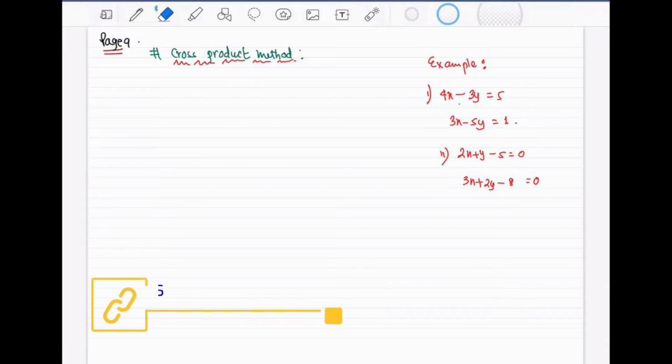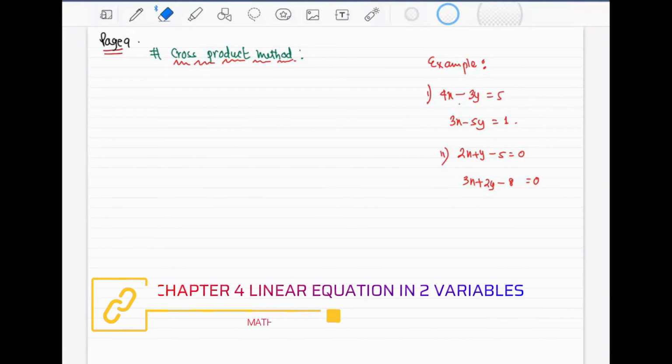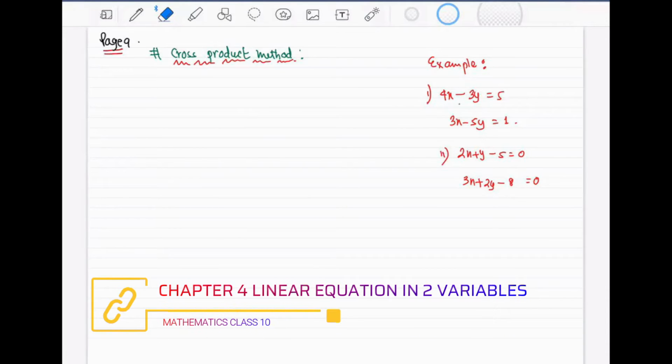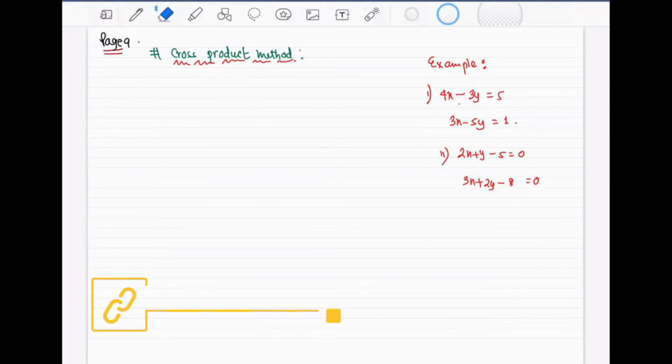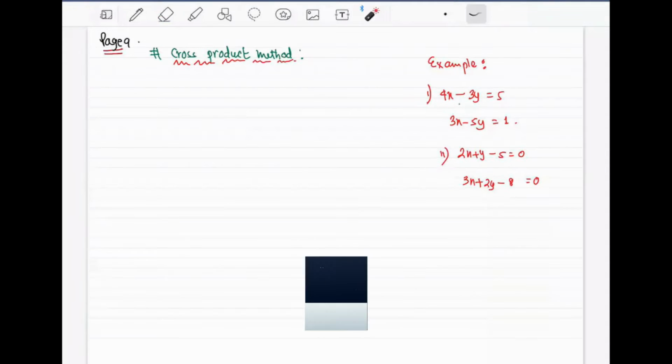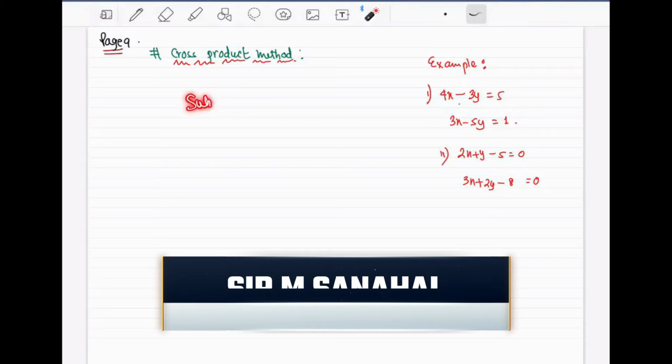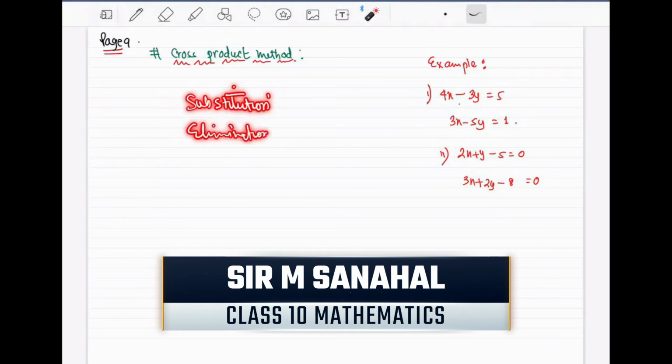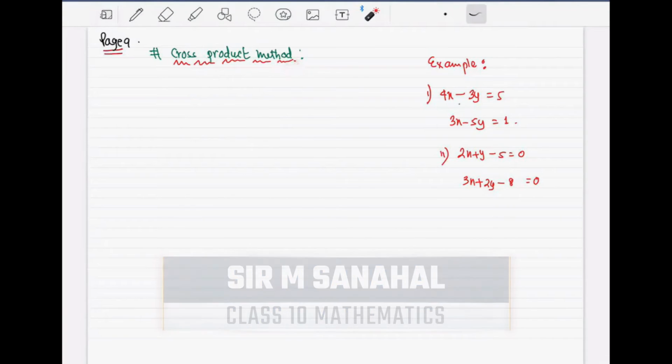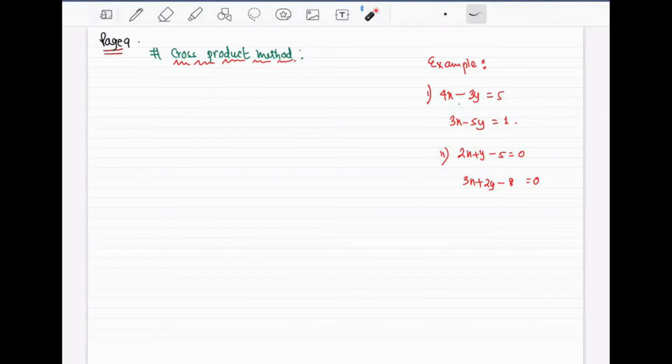Hello students. We're continuing with the linear equation in two variables. This is part 4. In the previous video we have already learned two other methods: substitution and elimination. Okay, there is a third method here, the cross product method. This method is very short and convenient. It is very quick also.